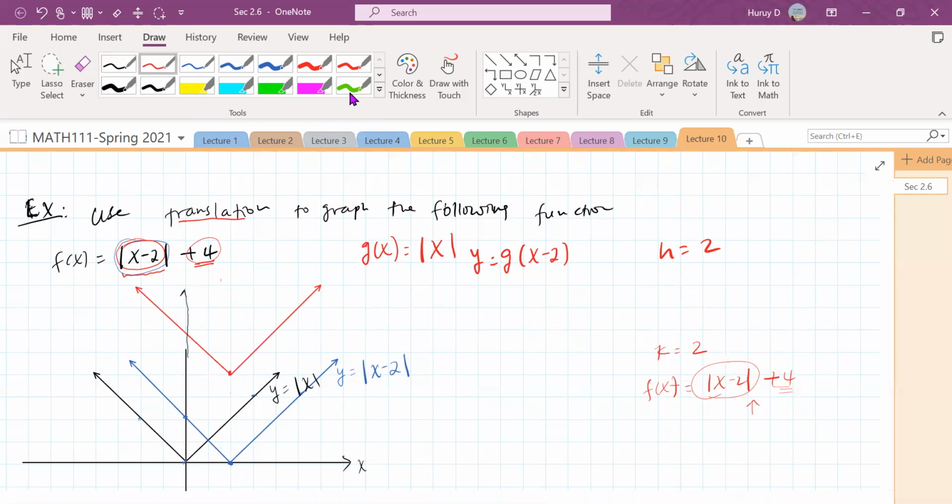So to do this through translation, we do it step by step. We did the horizontal first and then the vertical, and then we arrived here. So this is the graph of f of x equals absolute value of x minus 2 plus 4. Okay.